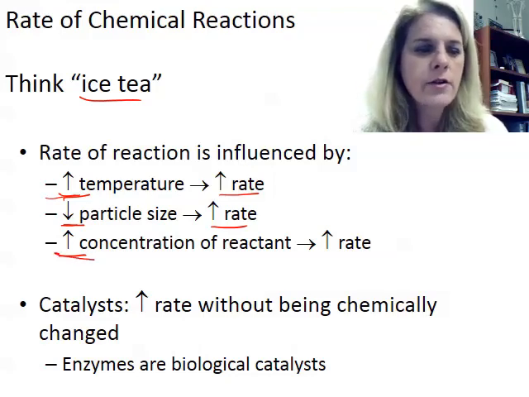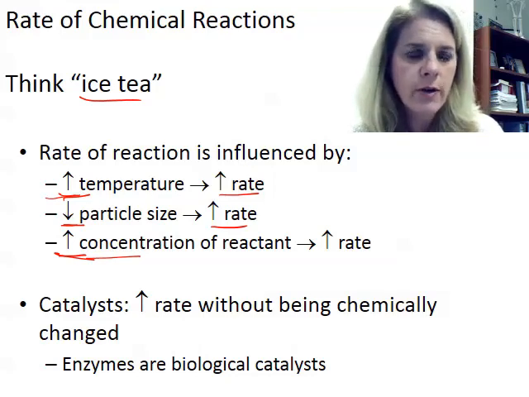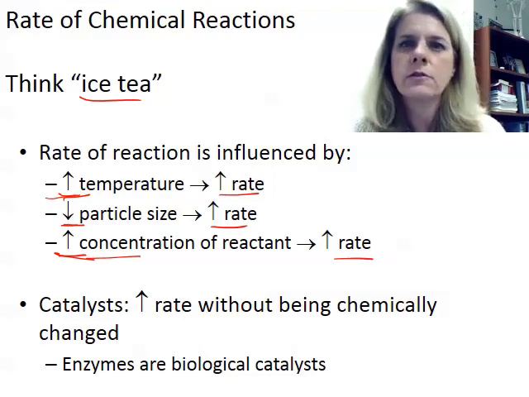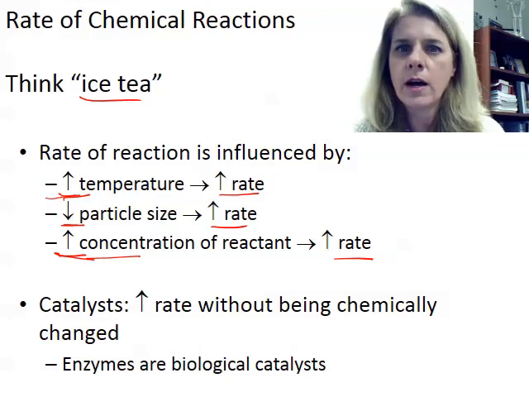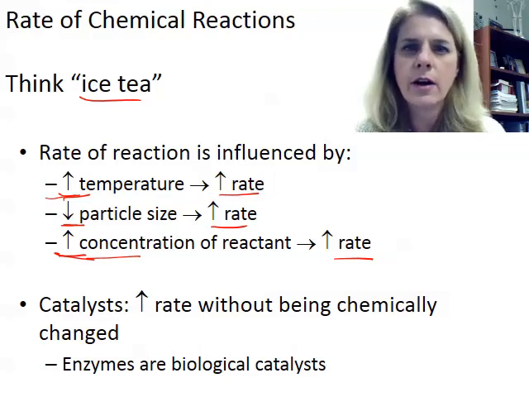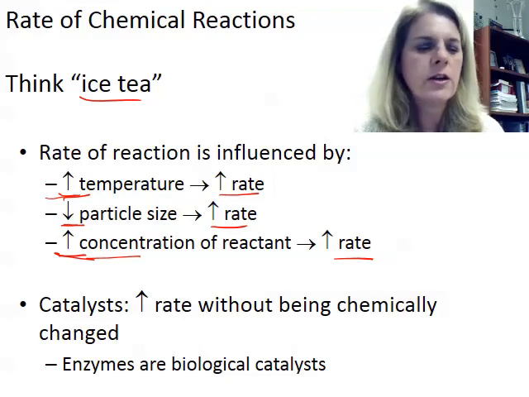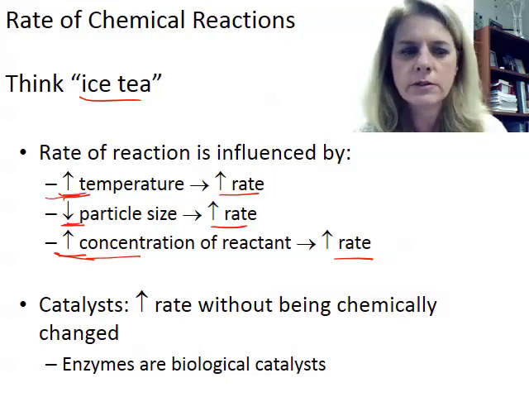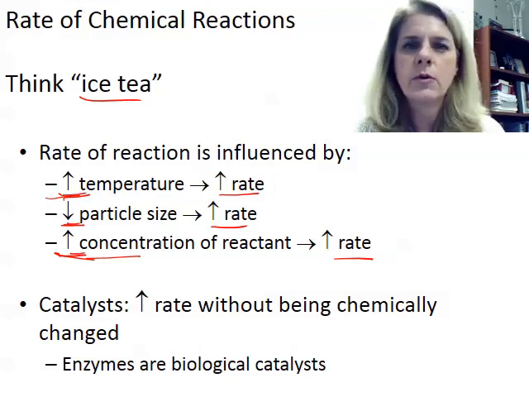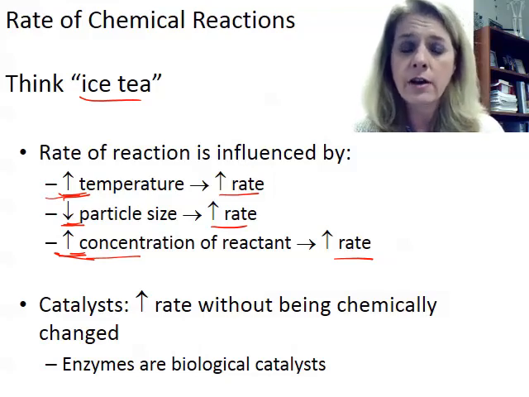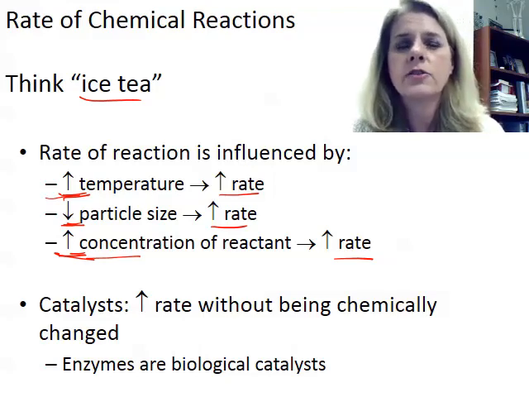If you want it sweet, it's easier to make it sweeter by adding more sugar. So the higher the concentration, the more sugar you add, the faster the reaction will occur, the sweeter it will become. So the more sugar you add, the higher the concentration. So this is how you can influence the rate of a reaction. You can increase the temperature, decrease the particle size, or increase the number of particles, or the higher the concentration of the reactant that you're using.